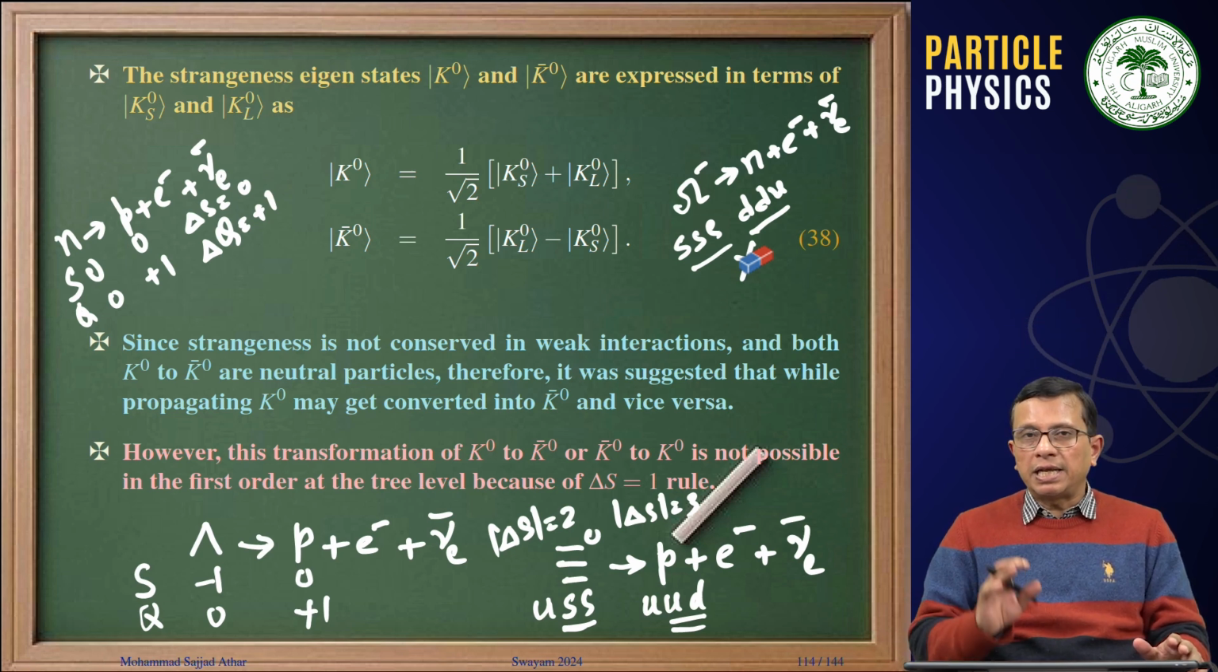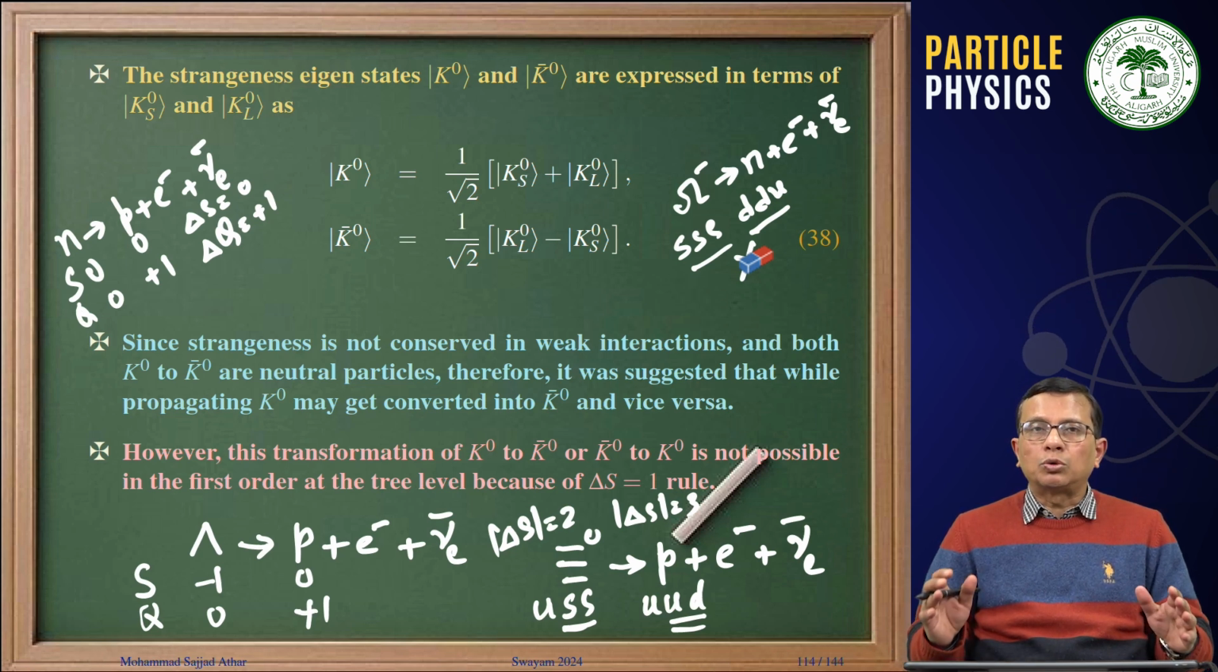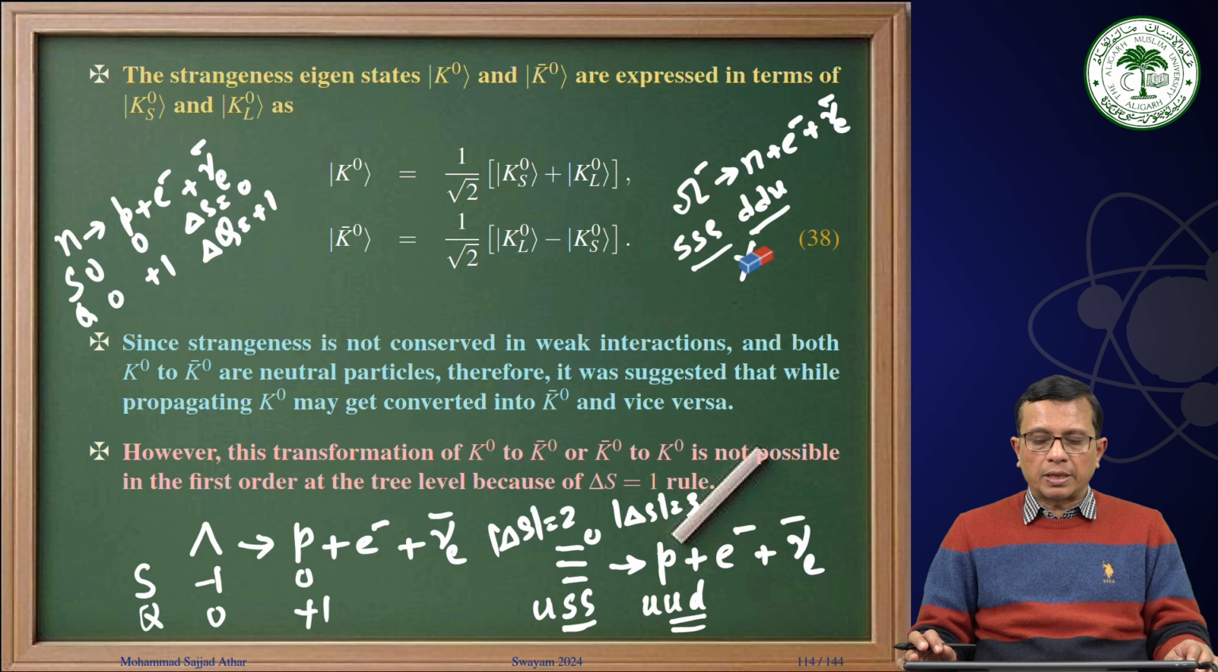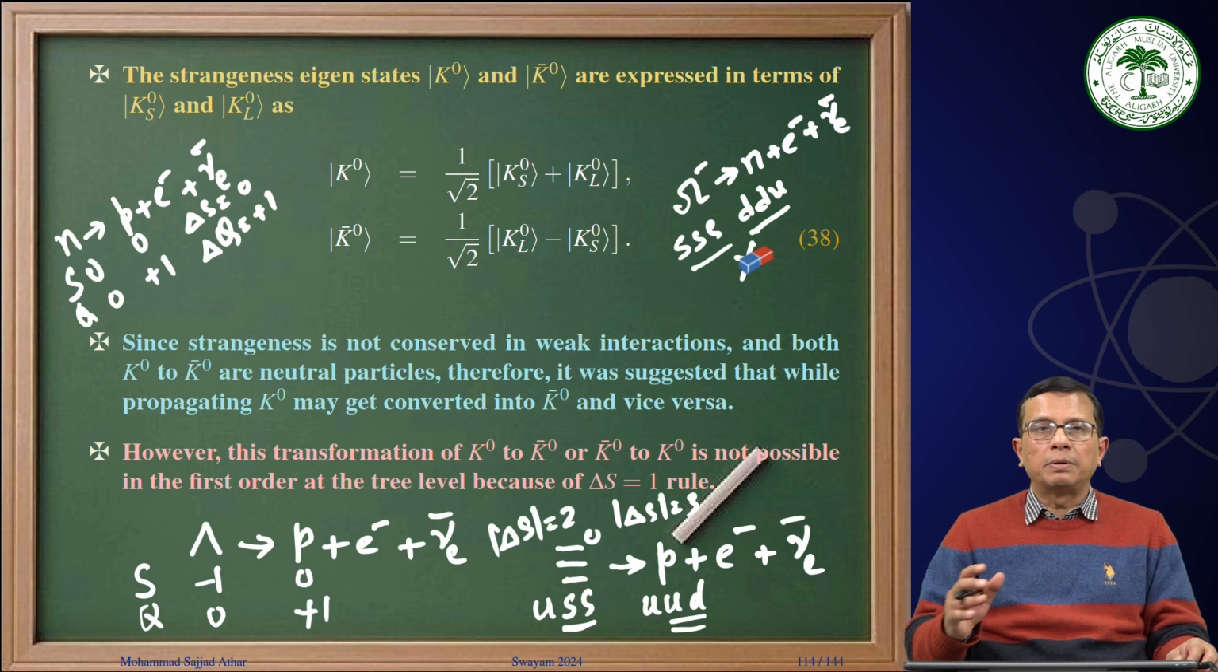Therefore, when we talk about K0 to K0 bar conversion, we have to keep in mind that K0 is a strangeness +1 particle and K0 bar is a strangeness -1 particle. The overall change in strangeness is 2 units, and this is in general not allowed at the tree level. Tree level means by the exchange of a single W exchange diagram. This will be possible when there are 2 W boson exchanges, and we shall talk about this in the next lecture. Thank you very much.